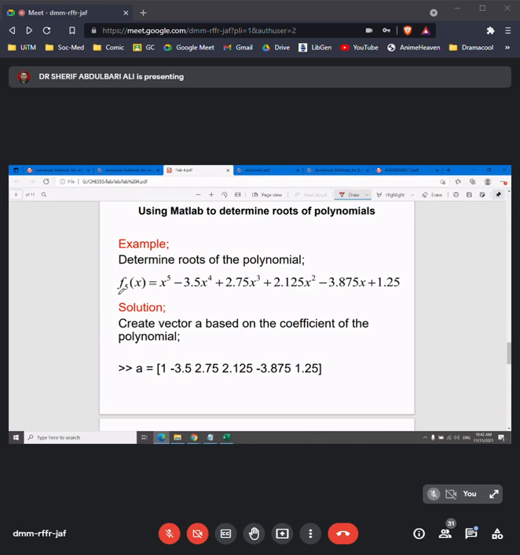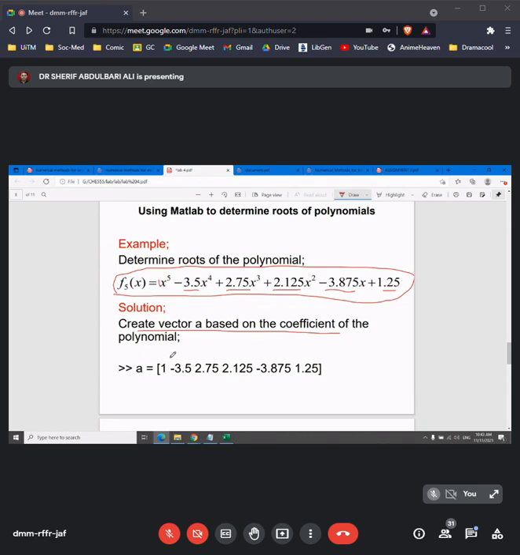In MATLAB, we cannot write the polynomials in this form. To present this polynomial in MATLAB, you need to write it in the form of a vector based on the coefficients. So the coefficient for x power 5 here is equal to 1. The coefficient for power 4 is negative 3.5. The coefficient of x cubed is 2.75. The coefficient for x squared is 2.125. The coefficient for x is negative 3.875. And this is the constant. You write these values like 1, negative 3.5, 2.75, 2.125, negative 3.875, and 1.